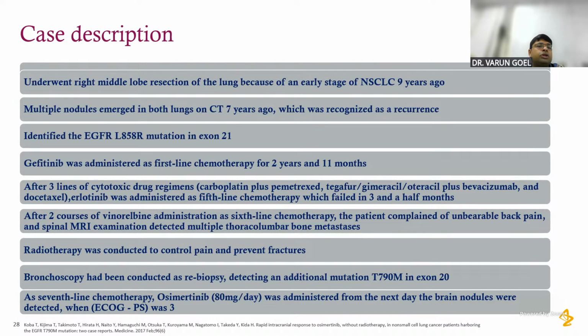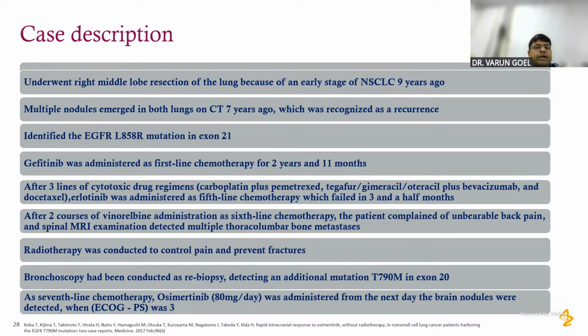This patient underwent right middle lobe resection of the lung for early stage disease 9 years back, but multiple nodules emerged in both lungs 7 years ago. On mutation testing, it was EGFR L858R mutation on exon 21. First, gefitinib was administered, which the patient took for around 3 years. After that, different chemotherapy drugs like pemetrexed and tegafur with BEV and docetaxel, later anlotinib again was given, but all these drugs failed. Mainly anlotinib failed within 3.5 months.